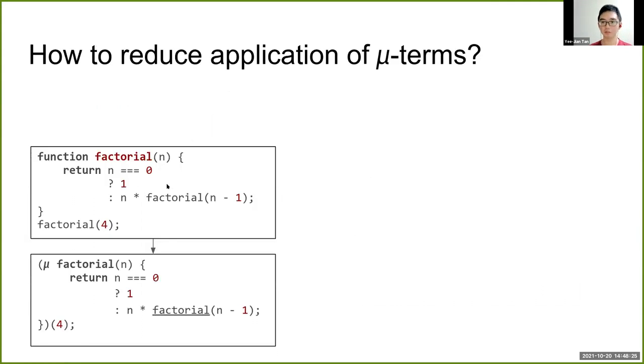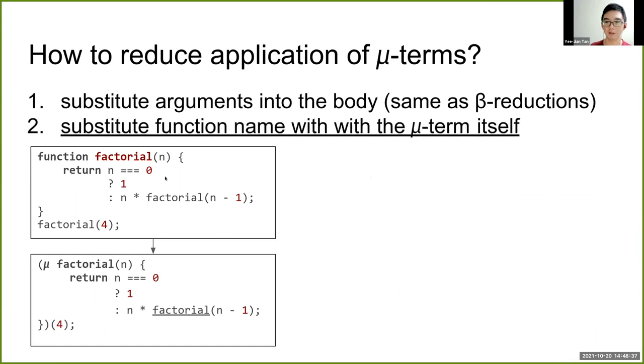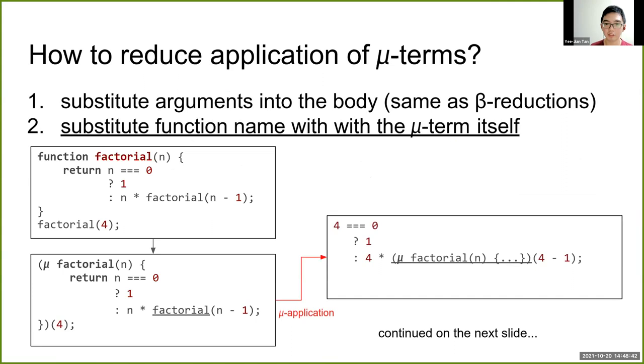During the reduction of mu terms, we need to do two things. Other than substituting the arguments into the body, like the beta reduction in lambda calculus, we also substitute the function name with the mu term itself. That way, the recursive definition is preserved for another round of recursion. Let us see how this would work in our factorial example.